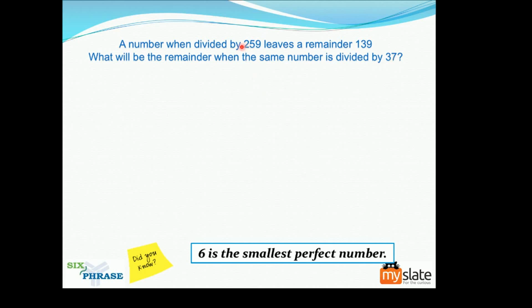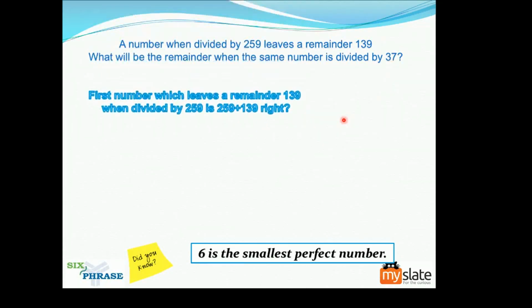If you divide the dividend by 259, the remainder that you get is 139. Okay, if you divide the same dividend by 37, what is the remainder that you will get? Okay, so if I ask you what is the first number which leaves the remainder of 139 when divided by 259? Okay, when you divide a number by 259, what is the first number which when divided by 259 will give you a remainder of 139? Okay, so first number, any guesses?